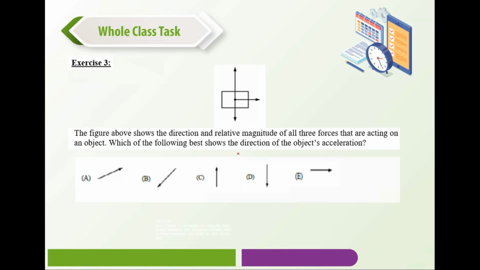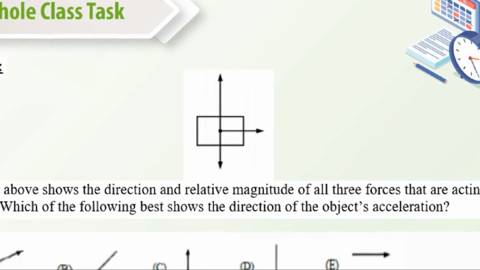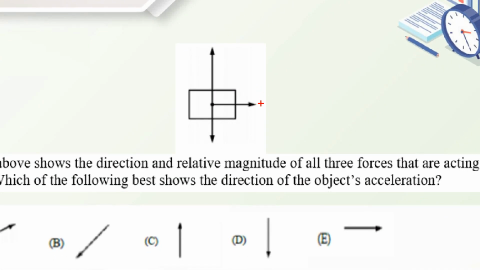Exercise 3. The figure above shows the direction and relative magnitude of all 3 forces that are acting on the object. Which of the following best shows the direction of the object's acceleration? The direction of the object's acceleration is related to the direction of the net force. Basically, let me name the forces to be 1, 2, and 3. We have one force acting up and one force acting down. They cancel in a sense that they can be replaced.